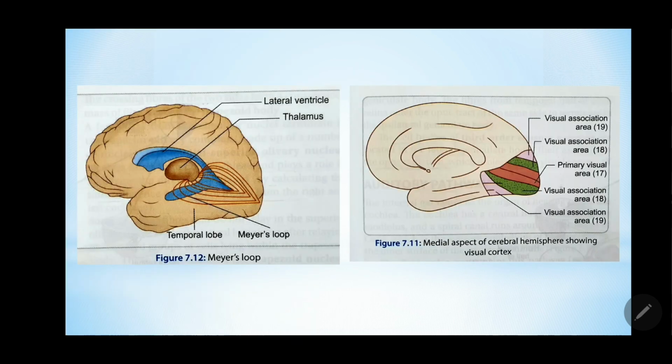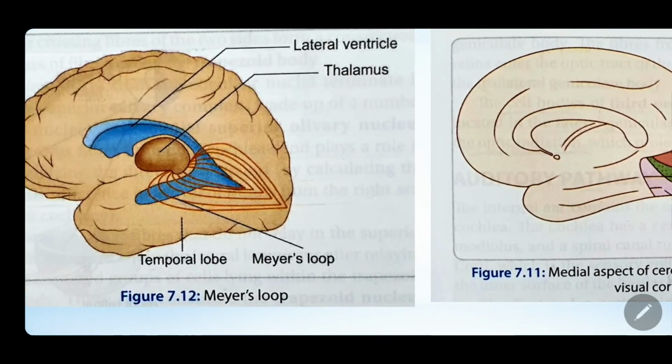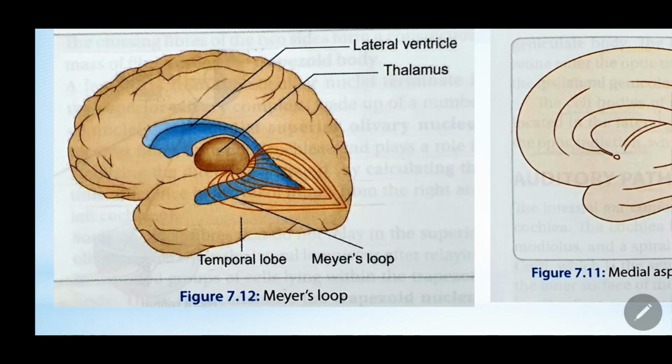Next, in this diagram, they have shown the Meyer's loop. I already told you, from the lateral geniculate bodies, these fibers which are coming from the lower half of the retina, right, the lower half of the retina means the images from the upper half of the visual field, they dip downward and forward, and they take this course winding around the antrum and the inferior horn of the lateral ventricle. They pass below that, then passing below the posterior horn of the lateral ventricle, they ultimately reach here.